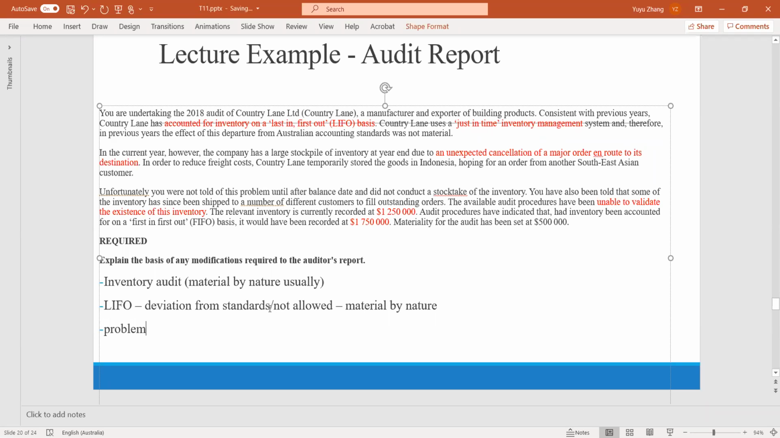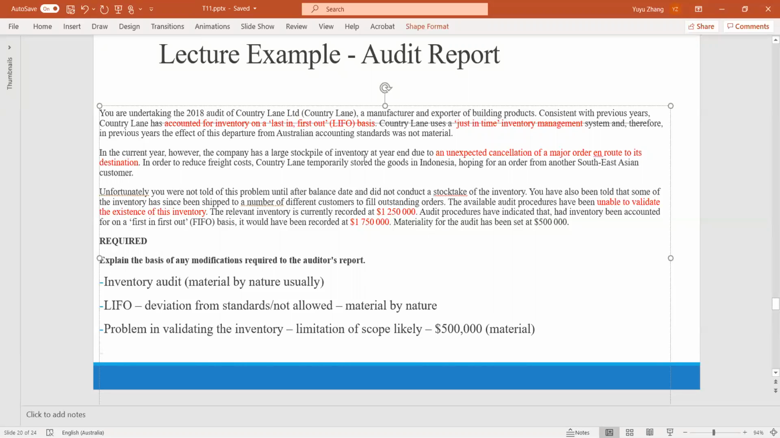So also there is a problem in validating the inventory. So it seems also something about limitation of scope, right? So also material. Material or not really depends on the amount relevant. So it seems the difference is 500,000. So also material, right? Okay. So that's our basic analysis from this example.